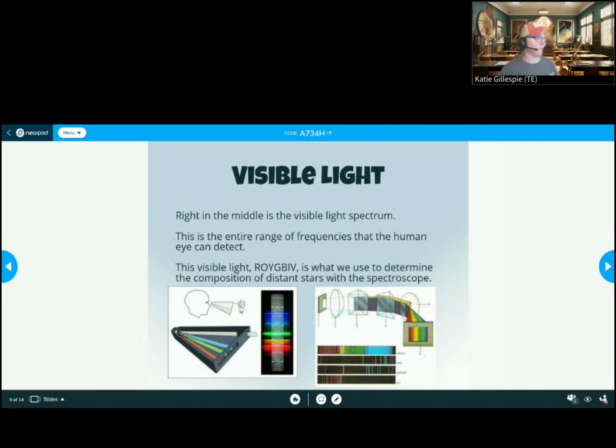Roy G. Biv. But the composition of distant stars can be determined by the spectroscope, not this rudimentary one that I used in my classroom, but serious high-tech spectroscopes, okay? But you can see down here each element, and I had several of these cool lights that had to be like 20 years old.